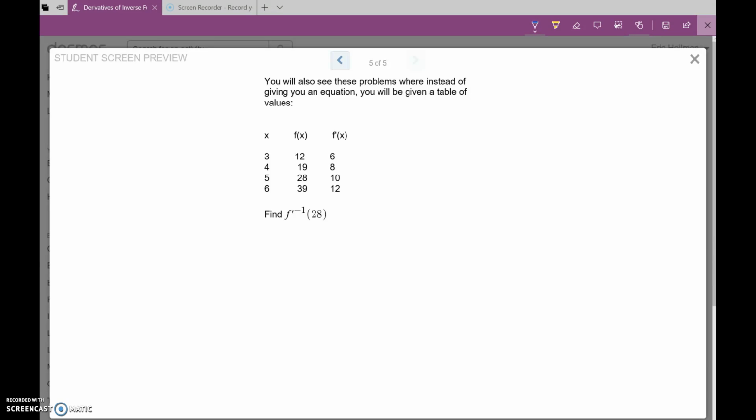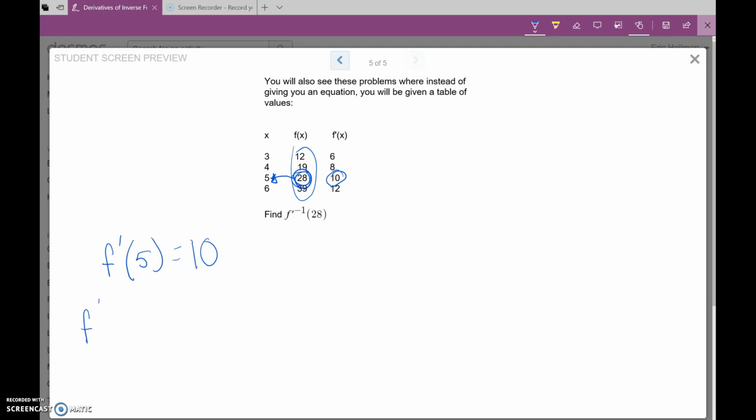The inputs for f inverse are the output values for f(x). So here I see 28. That means the input value we're looking at is 5. So I want to find the derivative of f when x equals 5. Luckily, that's given to us right here. So f prime of 5 is equal to 10. To get the derivative of f inverse at this point, I just need to take the reciprocal.